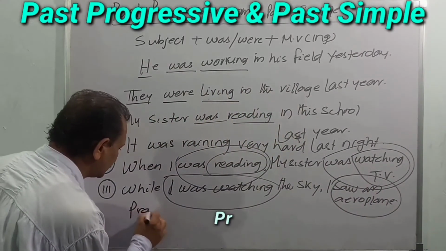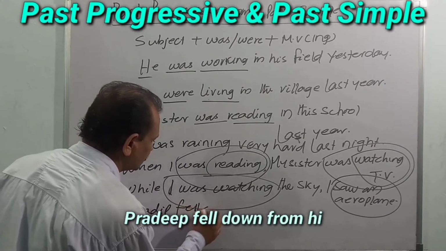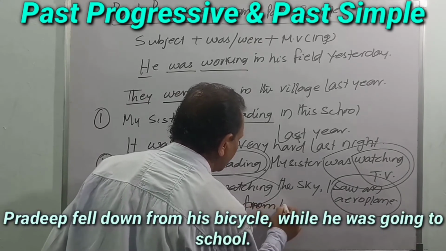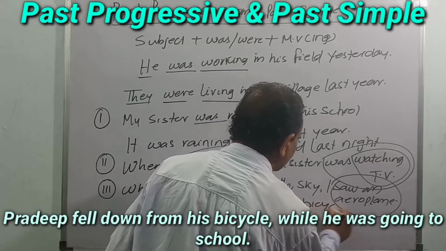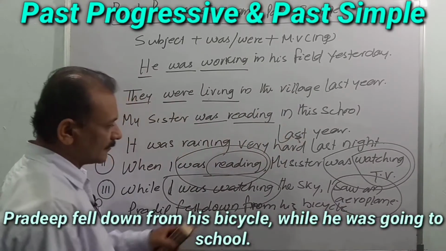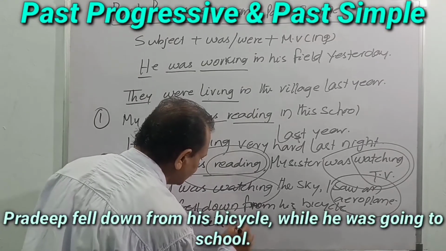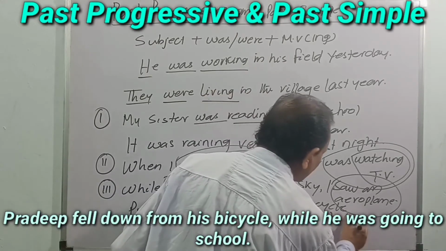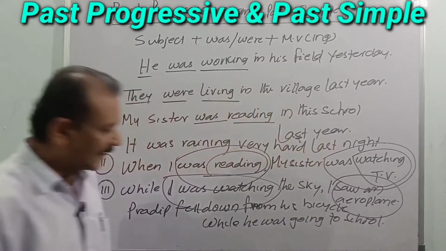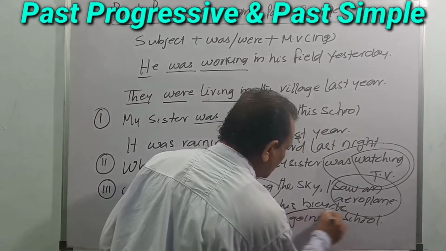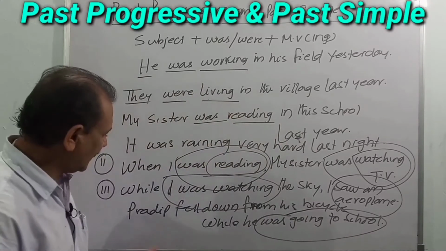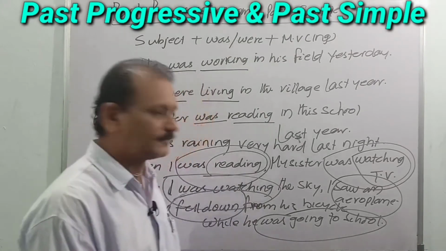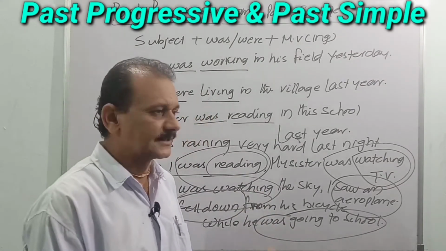Pradeep fell down from his bicycle while he was going to school. The longer action was going to school. He was going to school. The shorter action: fell down. Okay? In the longer action, we use past progressive, and in the shorter action, we use simple past.